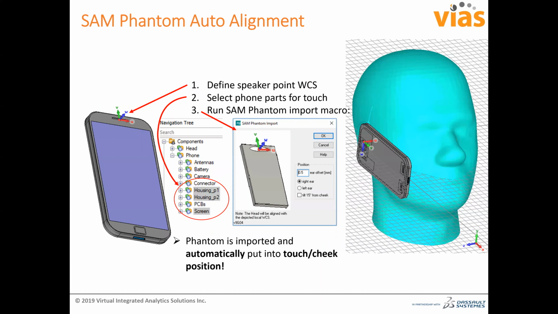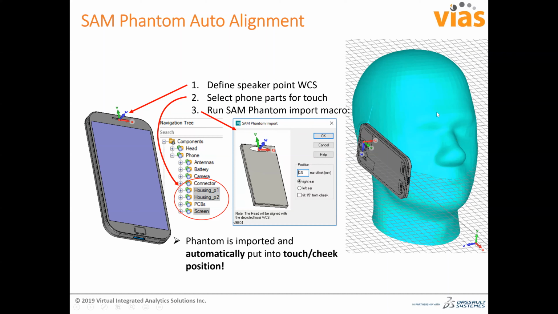Then another new feature, if you see, there is a SAM phantom. Nowadays we want to see the phone environment with the human body, and we want to see the SAR. So there should be a perfect alignment for that. So using our macro, which is a global macro, that is a SAM phantom import, you can import this type of phone near to the human model.